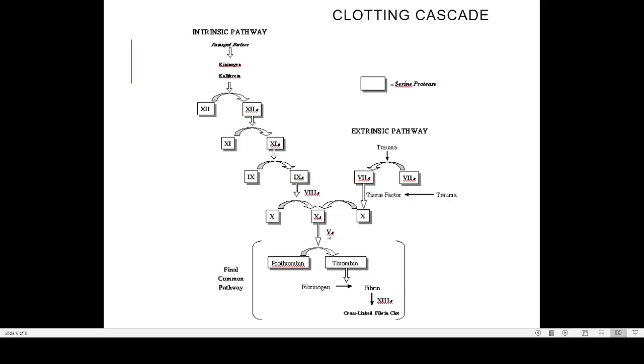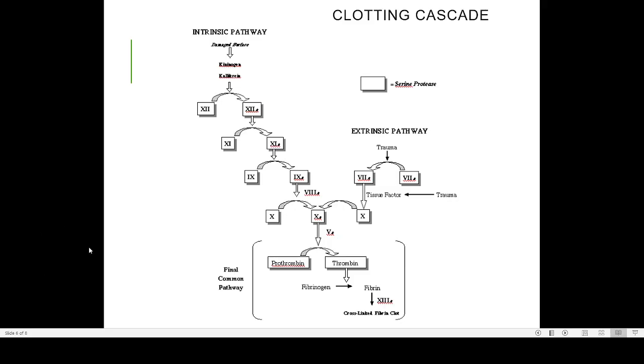This, along with the proaccelerin, factor 5, converts prothrombin into thrombin, and thrombin works on fibrinogen to produce fibrin. But here you can see that only fewer steps are there in the extrinsic pathway, and here more steps are there. So the intrinsic pathway is a longer or slower pathway, whereas the extrinsic pathway is a faster pathway, giving a quick response. That is the difference between the intrinsic and extrinsic pathway. The intrinsic pathway is mostly caused by some kind of internal damage or internal injury inside the blood vessel.